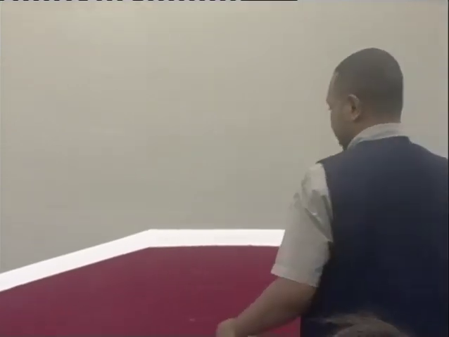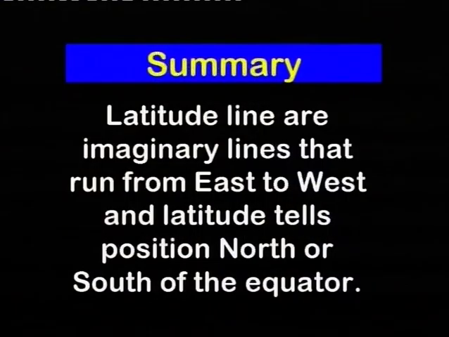To the receiving teacher, for the second part of the activity, exercise B, you can solve the questions after the end of this lesson. With that, class, the summary for our today's lesson. Latitude lines are imaginary lines that run from east to west, and latitude lines help you to tell the position north or south of the equator.